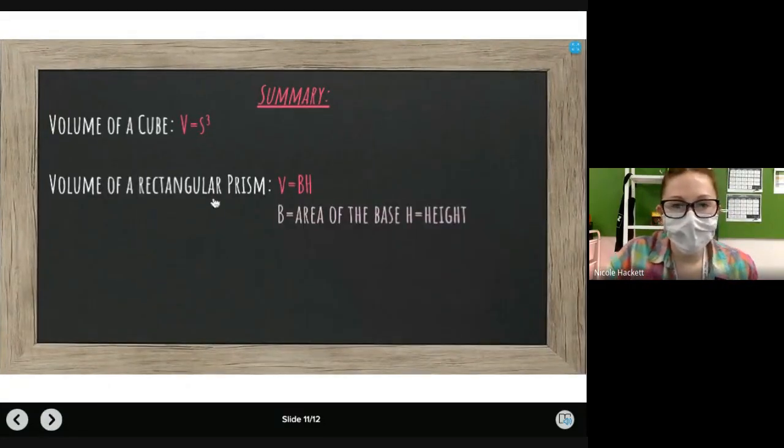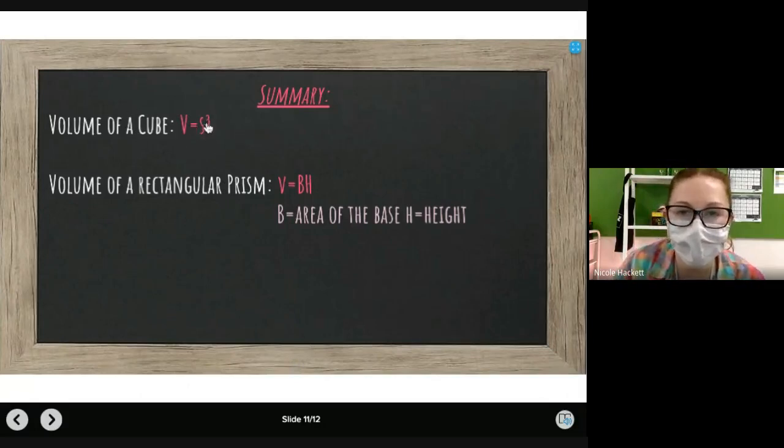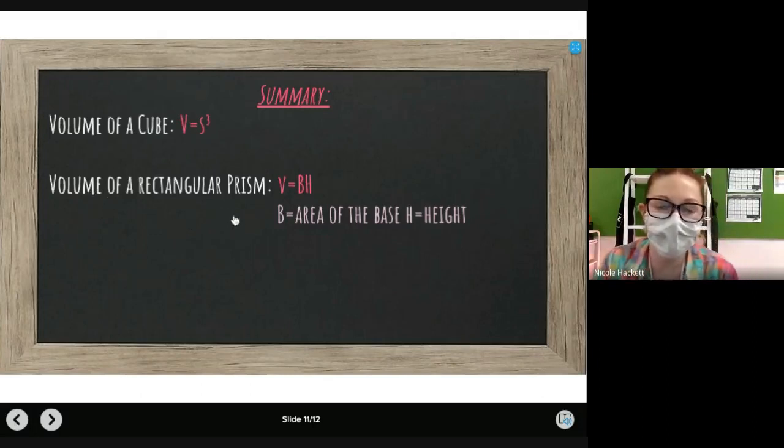All right, so our 2 different shapes we looked at today were volume of a cube. So we take the side length, we cube it to get our total volume. And then for a rectangular prism, we multiply the area of the base, which is length times width, times our height.